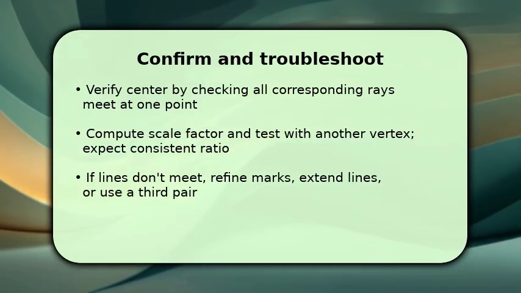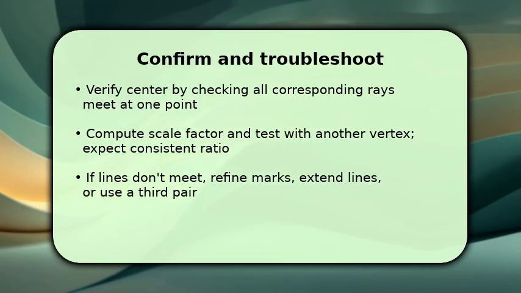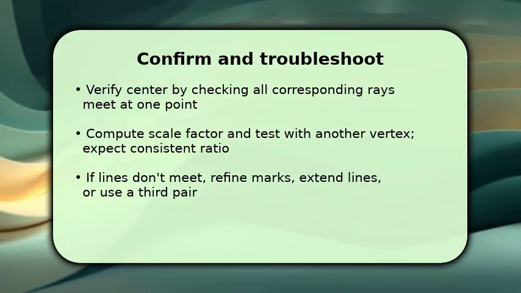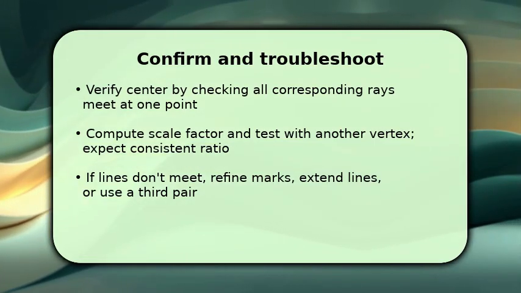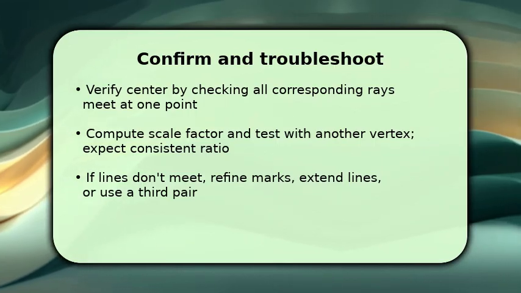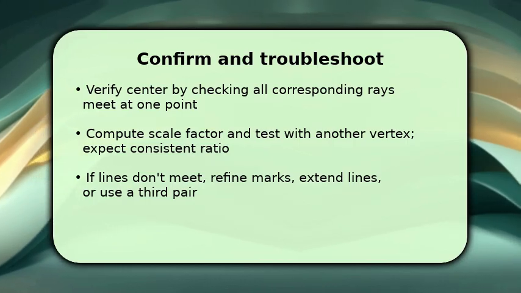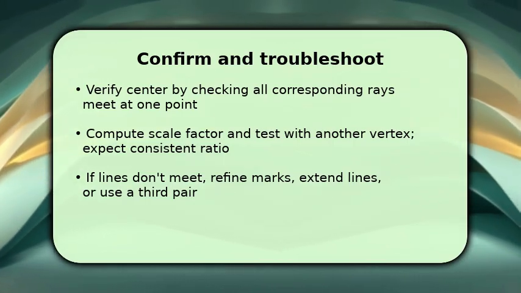If the rays don't meet due to drawing error, redraw with more precise point placement and extend the lines further. If still off, use the third pair for a majority decision. One key troubleshooting tip: small marking errors cause big shifts, so remeasure points and use a sharper pencil or a straight edge.